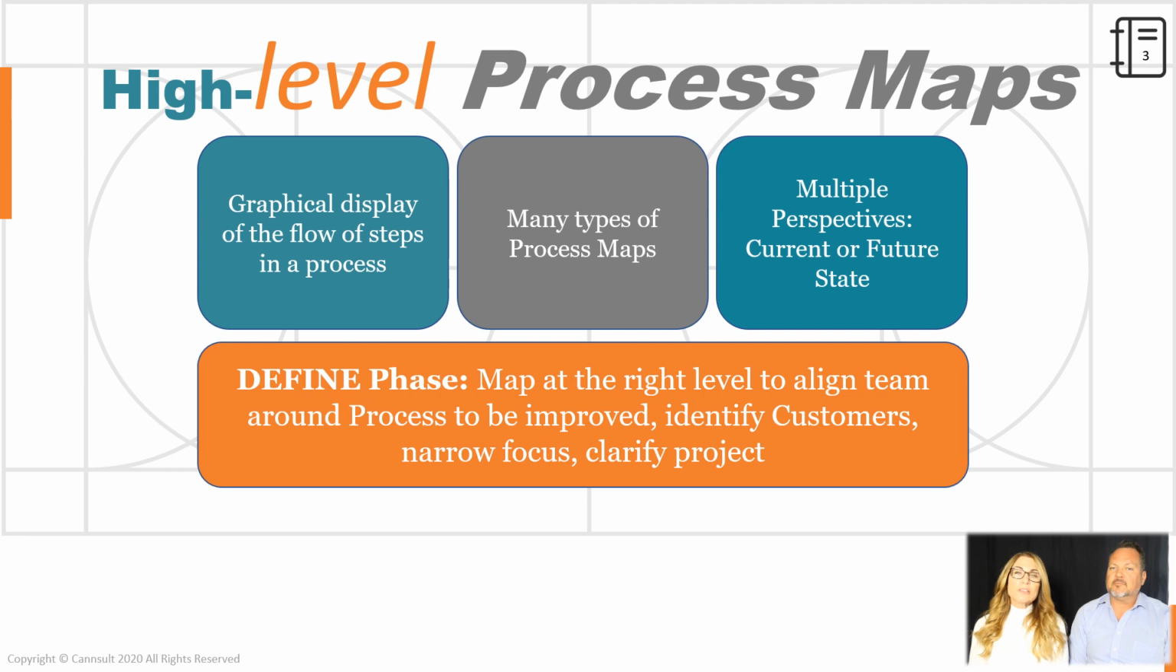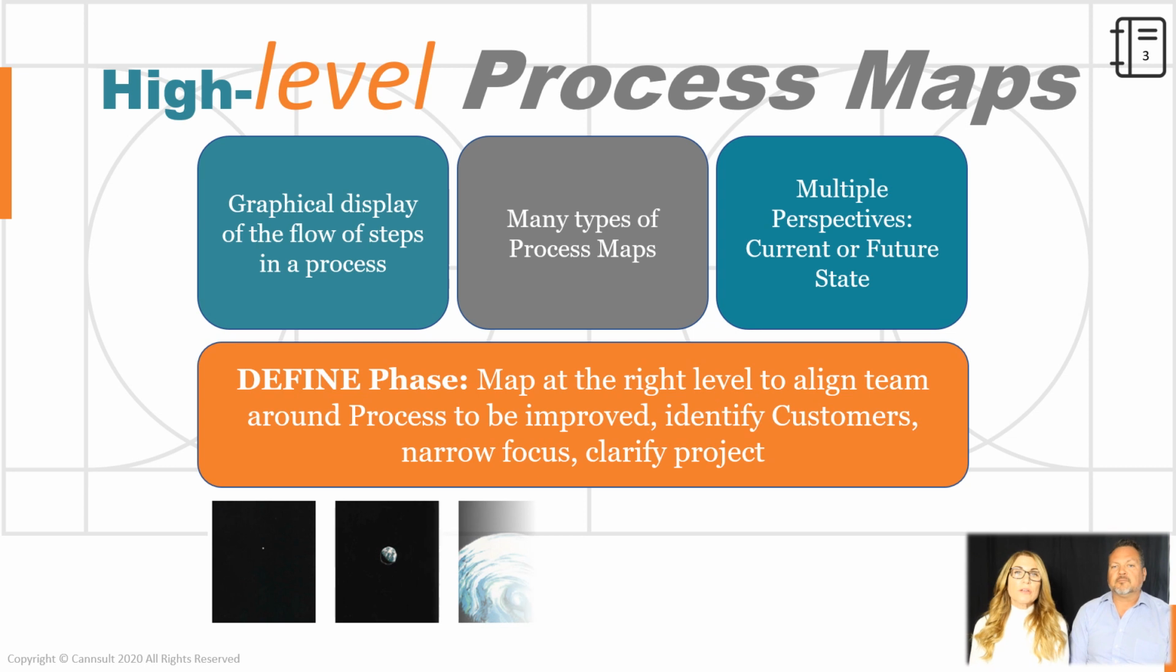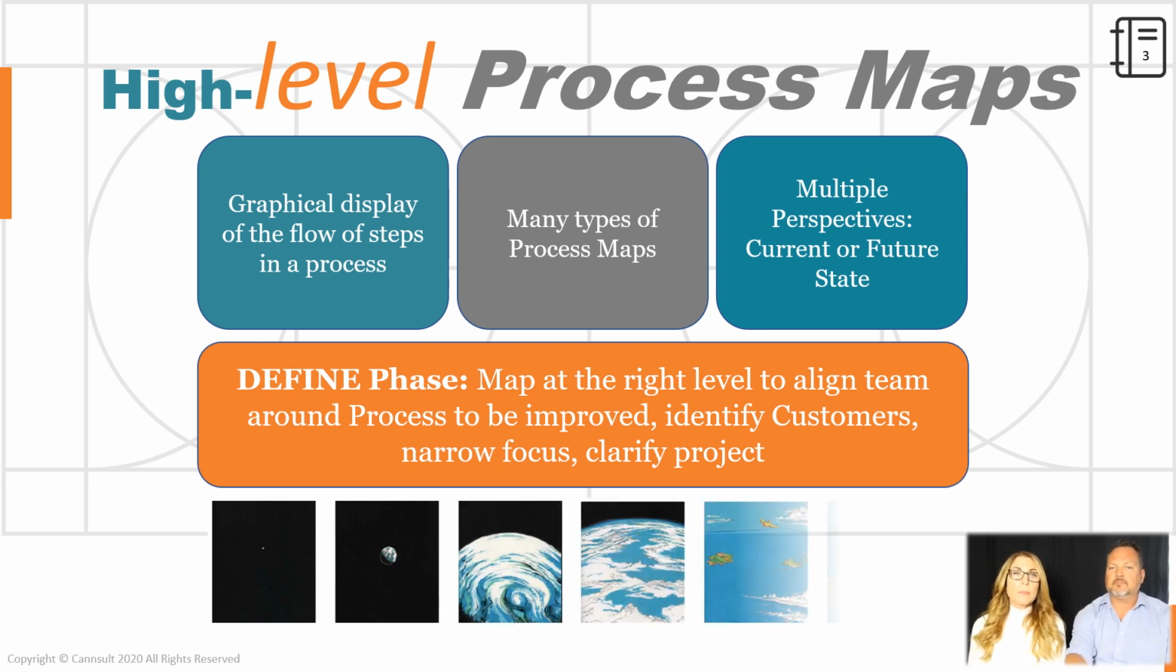And this brings us to the topic of high-level process maps. Just like with your toast diagram, a high-level process map is a graphical display that shows the flow and steps in a process. Through your Greenbelt training, you will learn many different types of maps. Each map has its own purpose, its own benefits, and something about each map makes it unique. Additionally, maps can show different perspectives.